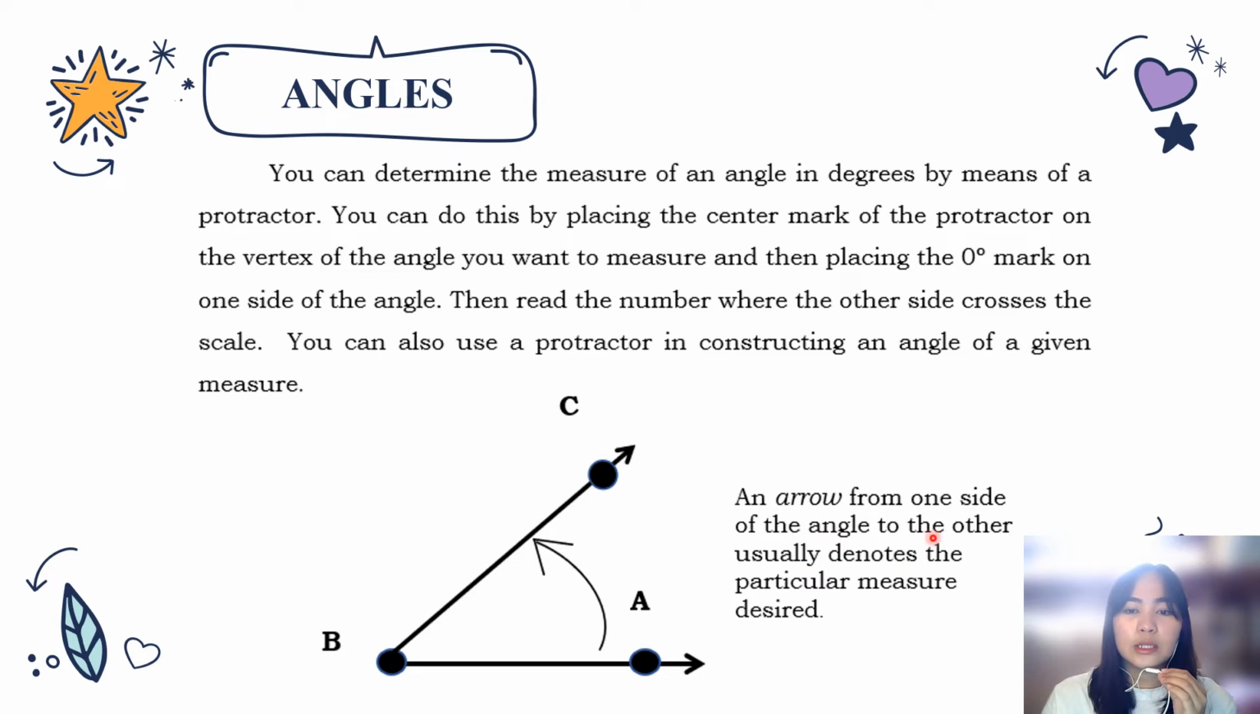An arrow from one side of the angle to the other usually denotes the particular measure desired. So if this is our angle, this is the measurement of our angle or the degrees of our angle. Diri nga area, diri makita ang measure sa ato ang angle. So using a protractor, ato siyang i-place sa 0. And if you move na to siya, this part is the measure of our angle.